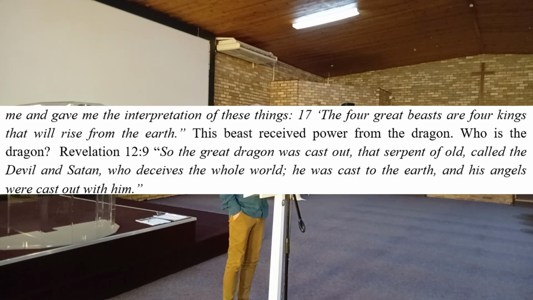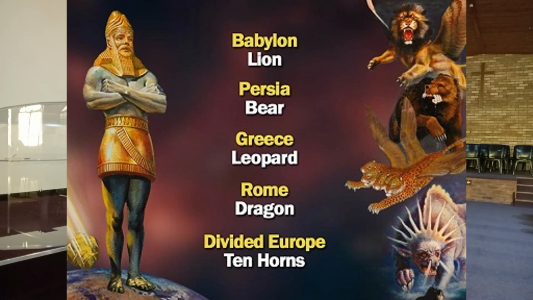That's why I love Daniel. Daniel had a vision and he interpreted for us, and we really can't go wrong with it. He says, the interpretation of these things is this. The 4 great beasts are 4 kings that will rise from the earth. And the 4 kings from Daniel, we know, were Babylon, Persia, Greece, and Rome. We've already substantiated that. This beast in Revelation chapter 13 received power from the dragon.